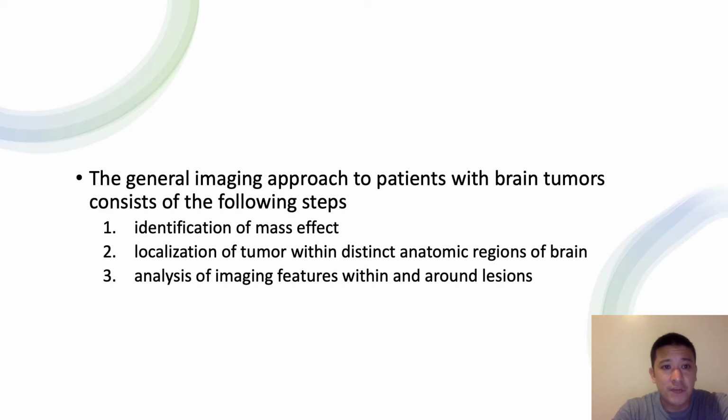The general imaging approach to patients with brain tumors consists of the following steps. First, you need to identify if there is mass effect brought about by the tumor, and then you need to localize the tumor and locate it within the distinct regions of the brain. And then analyze the imaging features within and around the lesion: if there is calcification, if there is hemorrhage within the tumor or surrounding it, and if there are blood vessels associated in the surrounding region.